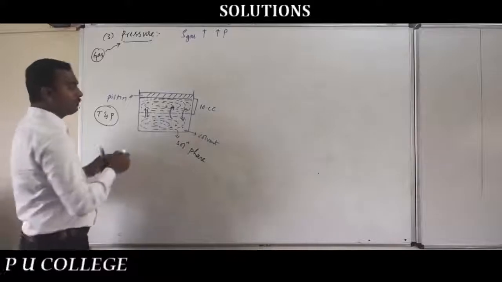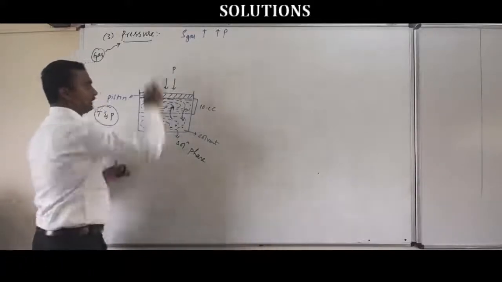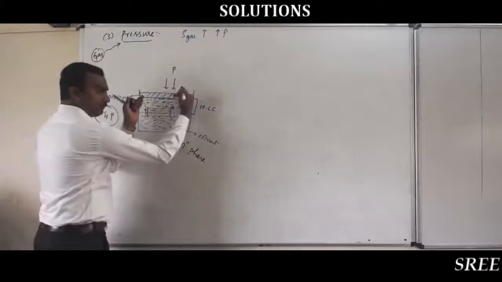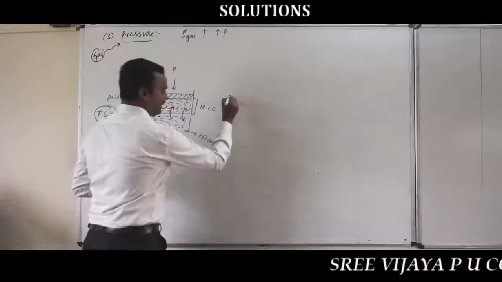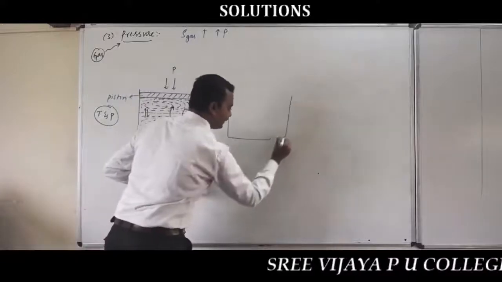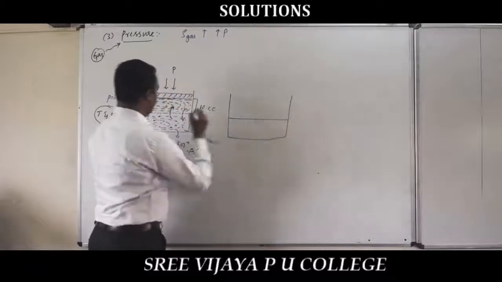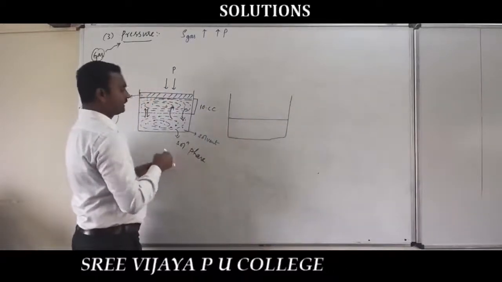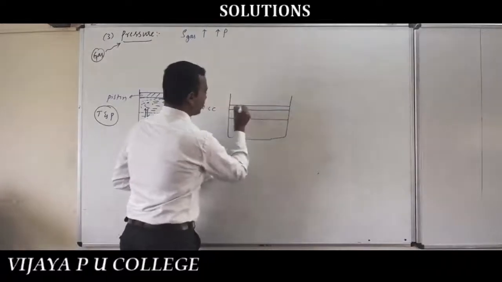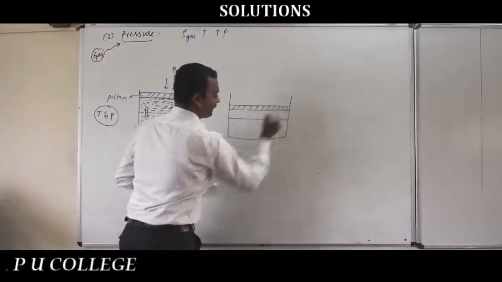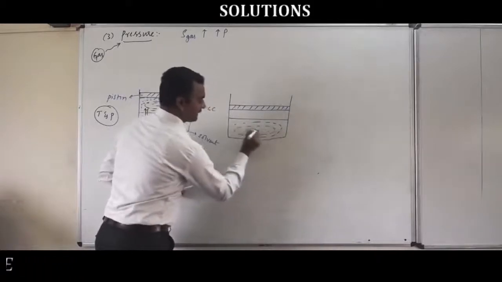So now I am going to apply a pressure. Applying pressure on the piston, it is moving downwards. Observe what happens. Let us take the same container here. There are gas molecules, and the piston is moving downwards. Again, I have applied pressure. So here there is a solution phase.